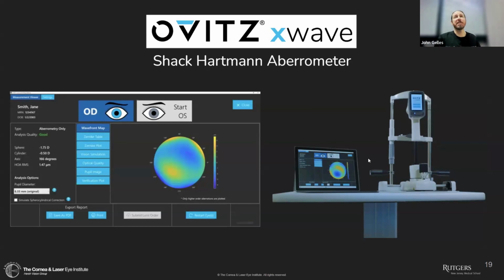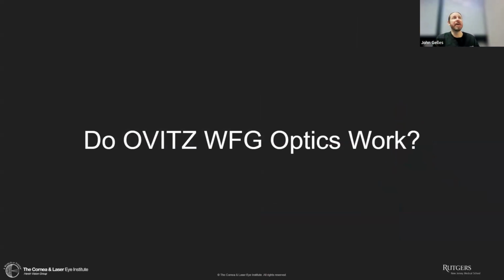Now it's a streamlined system. Basically, they have the aberrometer and the software. All you do is take the scan, click the submit button, and it gets sent over to the laboratory, and the whole system is streamlined. You just receive a lens. Basically, your only additional step is taking the scan.